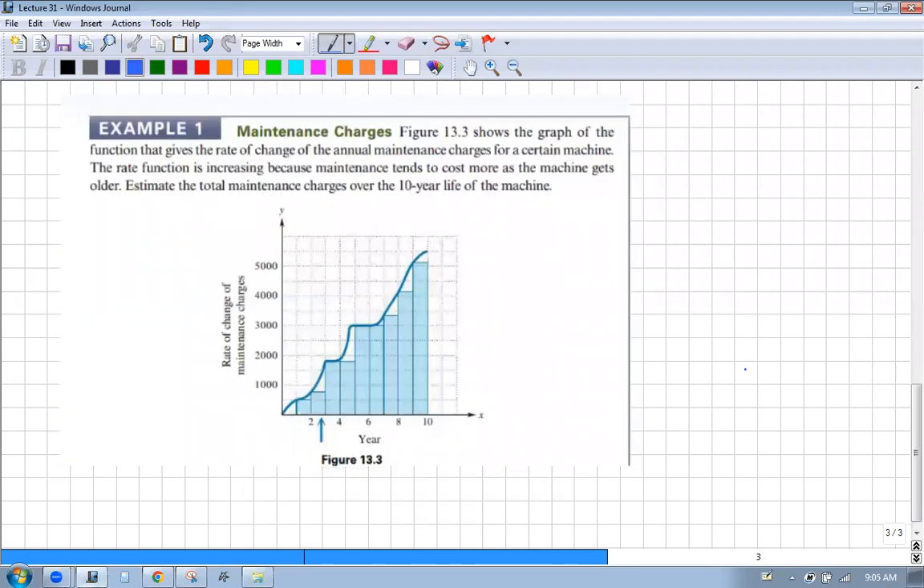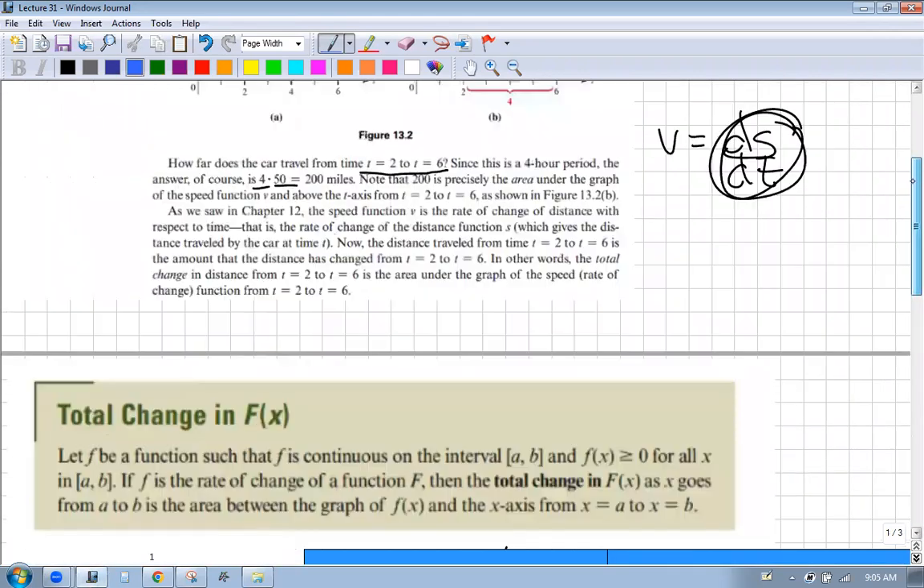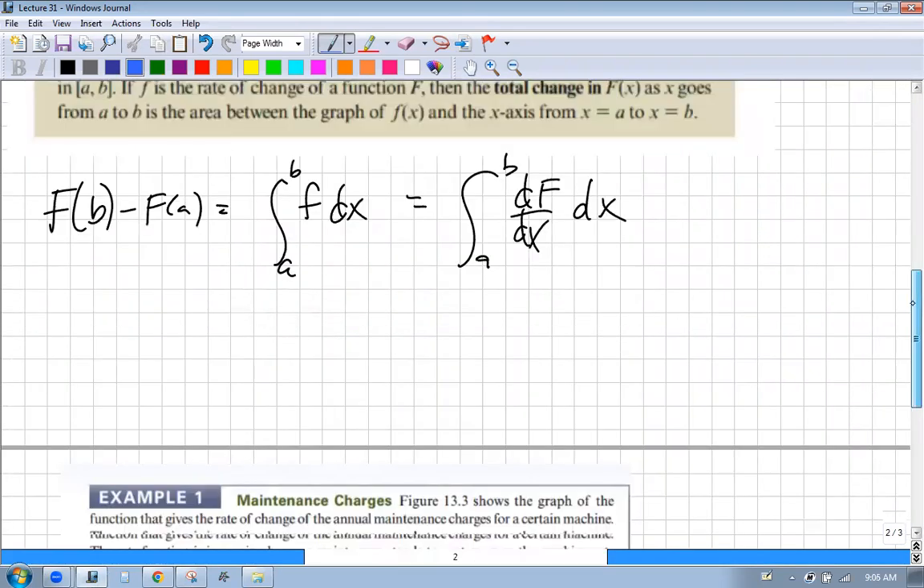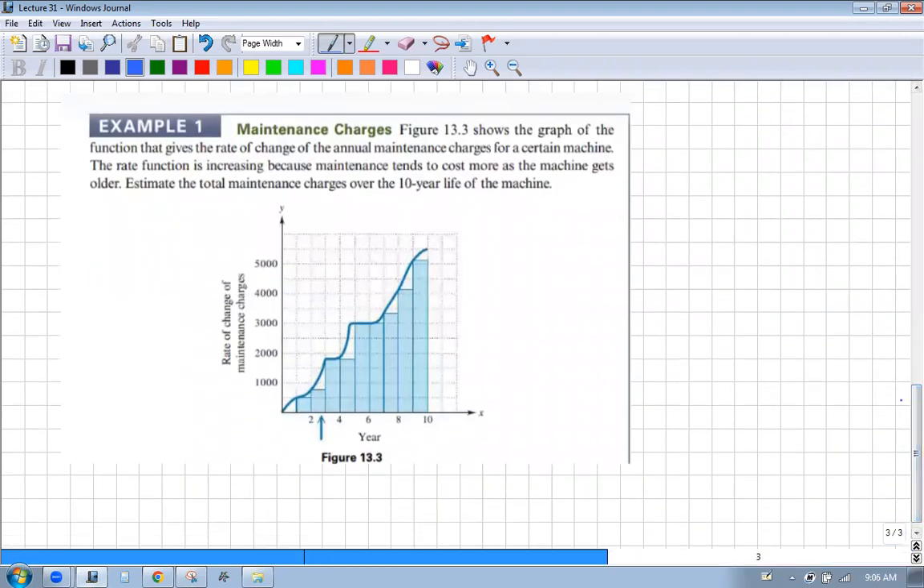All right, making sure we're at 13.4. All right, we'll skip 13.3. So here's the graph of a function that gives the rate of change of the annual maintenance charges for a certain machine. Rate of change of maintenance charges.